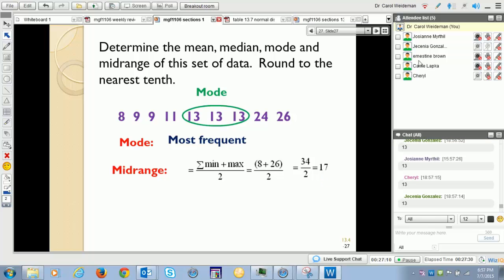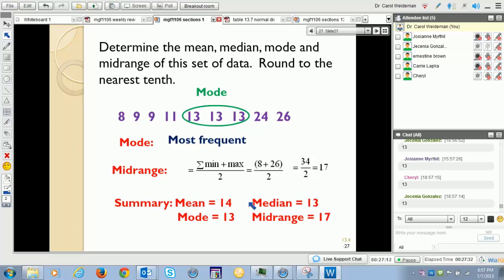Okay, so I'm going to just put them all up here on one screen. It's kind of nice to look at them all together. Generally, they're not going to come out to be the same number, and depending on the situation, you may want to pick one to report over another. So the mean was 14, the median was 13, the mode was 13, and the mid-range was 17.